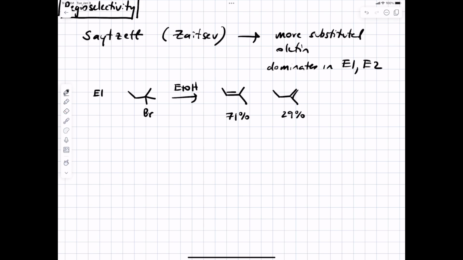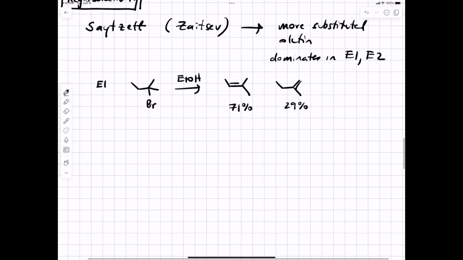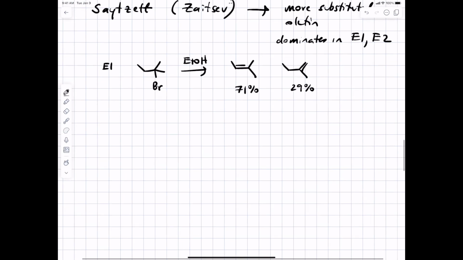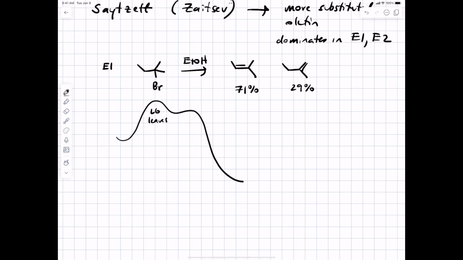For the E1 reaction, this has troubled me a little bit. If you remember, we could draw an energy diagram for the E1 reaction. The transition state that determines the rate is the leaving group leaves, right? So this is the leaving group leaves, and then this is the deprotonation step, right? And the leaving group leaves is the rate determining step.